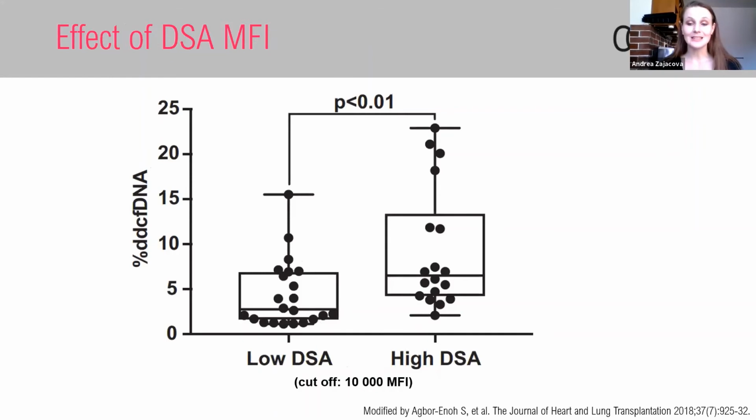A very interesting thing is the interpretation of the assay. As we all know, the interpretation might get very tricky, but when we divide patients according to the maximum MFI of their DSA into a low and a high group with a cutoff of 10,000 MFI, we may see that patients in the low DSA group have lower levels of dd-cfDNA compared to the high DSA group. Also, there is a difference in intra-individual levels of dd-cfDNA, which is very strongly tied to the MFI.